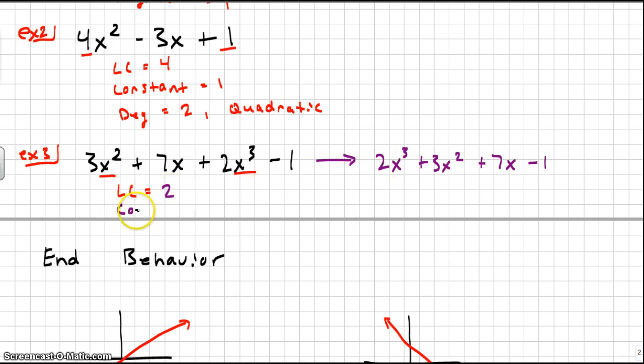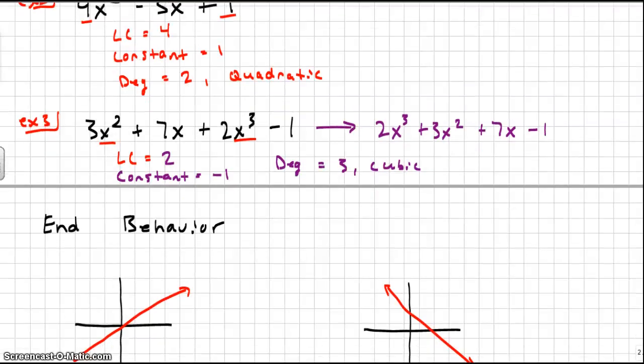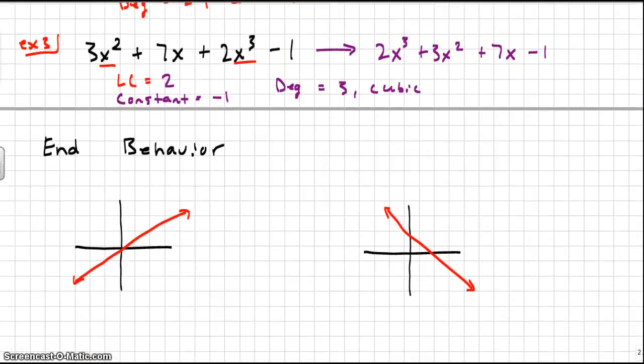The constant is -1, and the degree is 3, or cubic. That's the special name we call it. So that's identifying the vocabulary, looking at a polynomial function, figuring out what the leading coefficient, the constant, and the degree is. That's going to help us out when we talk about finding roots of polynomial functions other than quadratics.